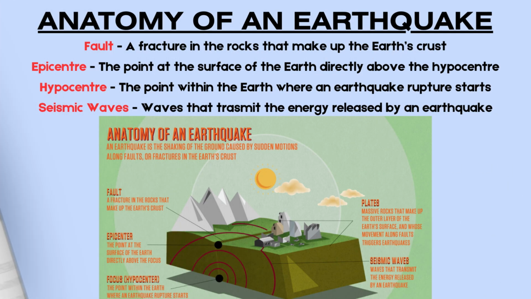Here is a diagram of the anatomy of an earthquake. There are some key terms to know. A fault is a fracture in the rocks that make up the Earth's crust. The epicenter is the point at the surface of the Earth directly above the hypocenter. The hypocenter is the point within the Earth where an earthquake rupture starts. And seismic waves are the waves that transmit the energy released by an earthquake.